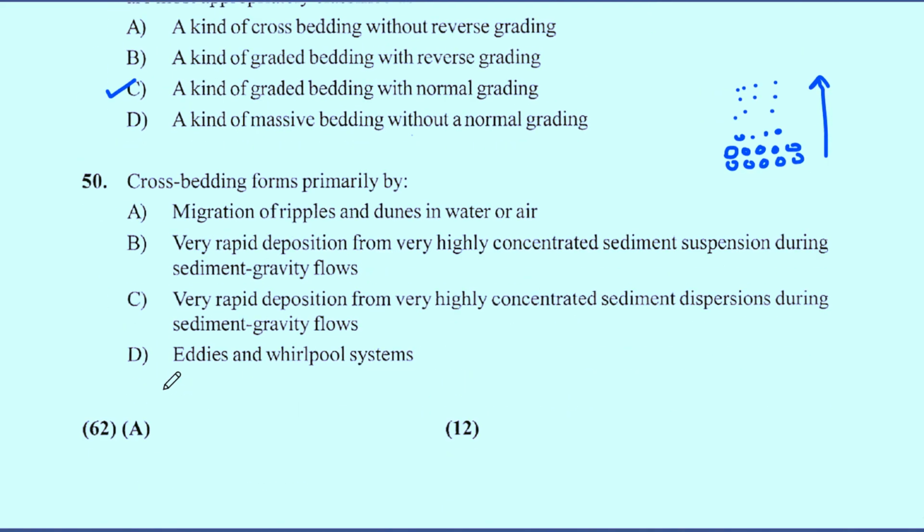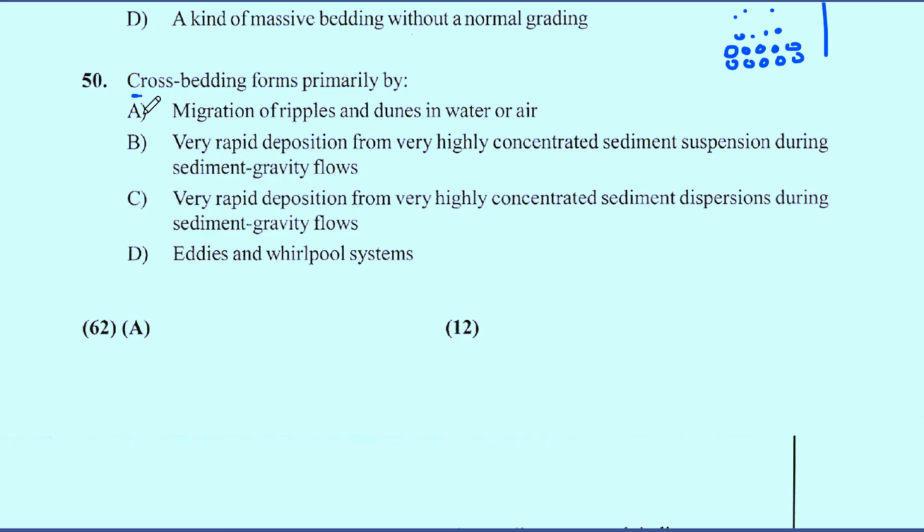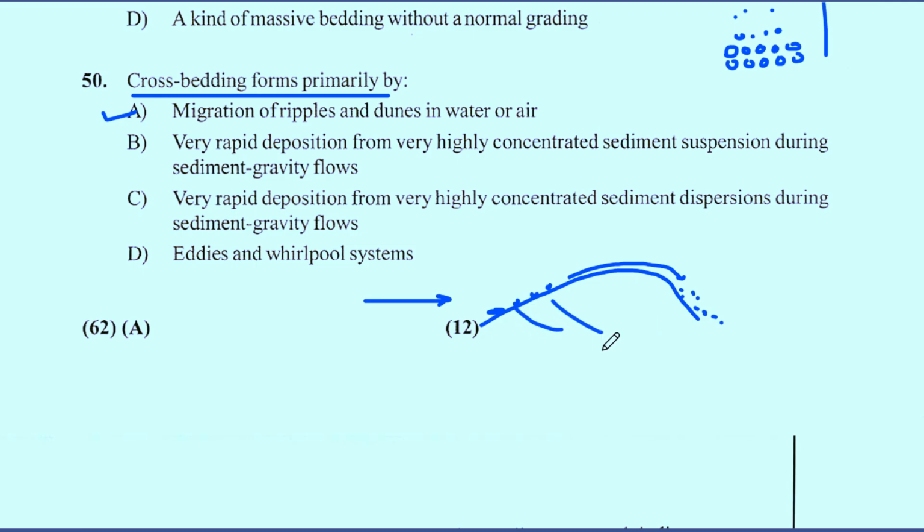And the next question is cross bedding formed primarily by the migration of ripples and dunes. Suppose this is our sand mound. Wind is coming from here. It will pick sand grains from here and deposit them this side, and due to that we get a feature like this. We call it cross bedding, and it is formed due to migration. It forms in water as well as in air.